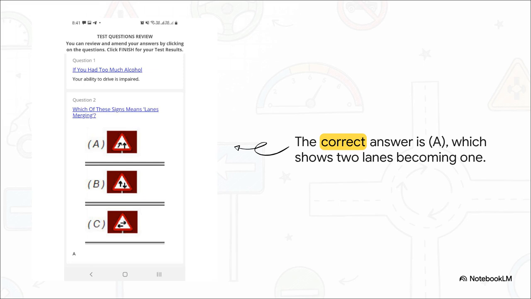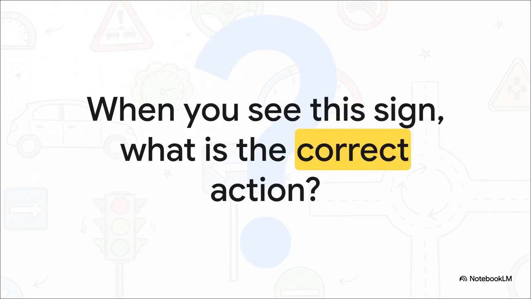But listen, the real lesson here isn't just the answer, it's the pattern. See that triangle with the red border? That shape is your signal for warning. It's a heads up that there's a potential hazard coming up. Here, it's merging traffic. Okay, let's try another one.